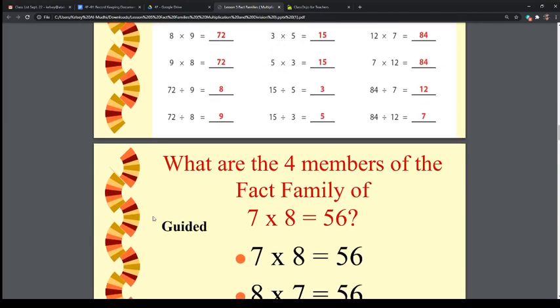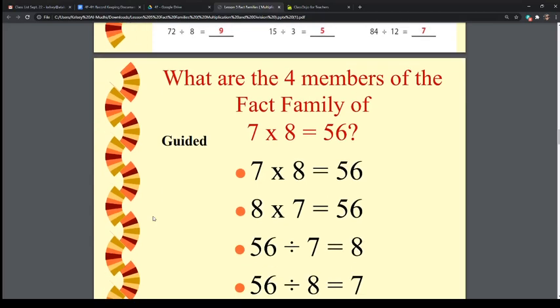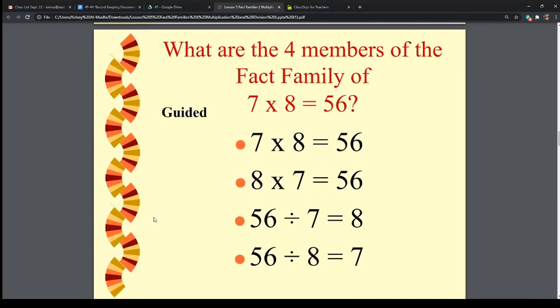There are 4 members of the fact family, 7 times 8 equals 56. And here are the answers. Remember, we're breaking them up into 4, 2 multiplication and 2 division.